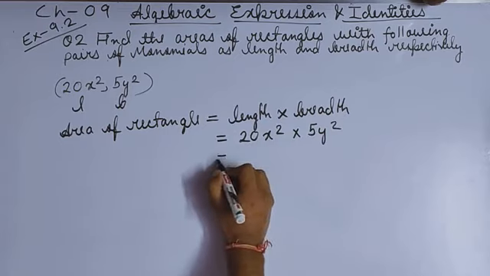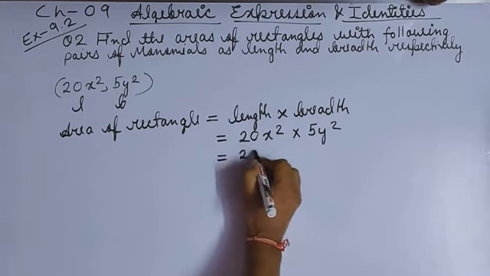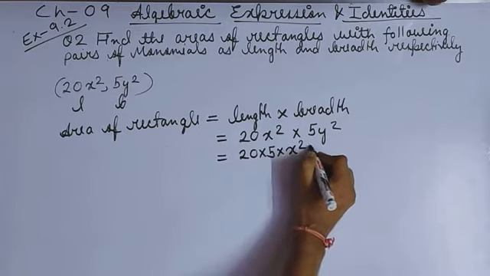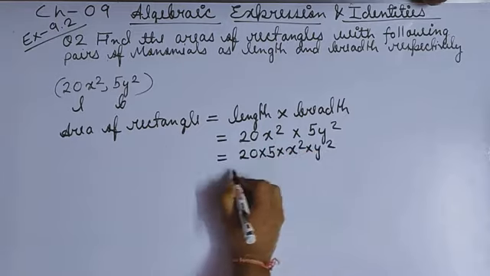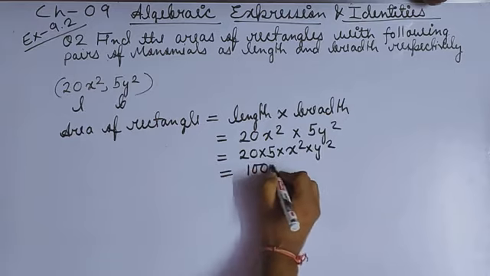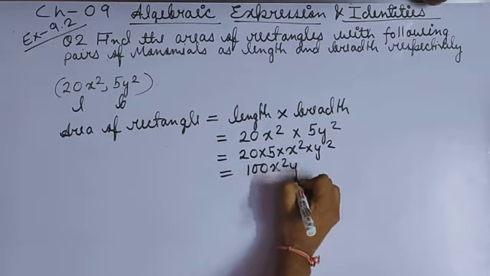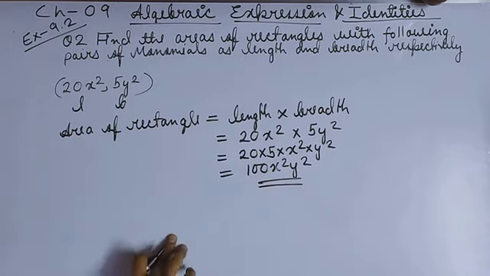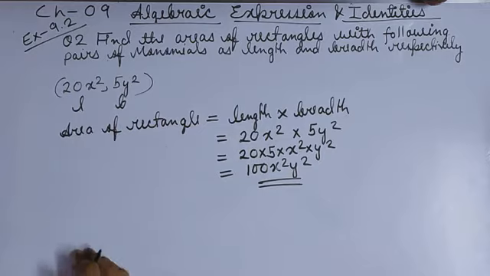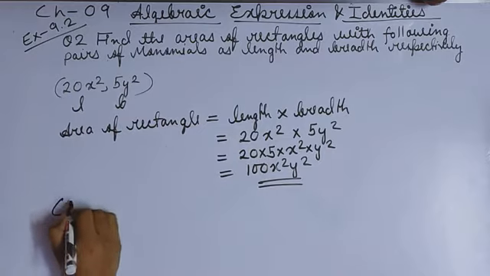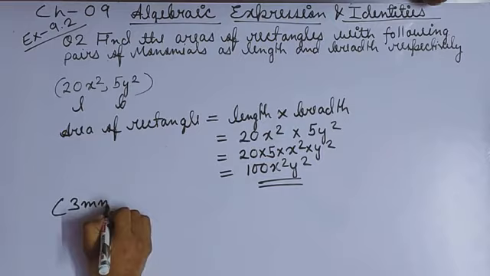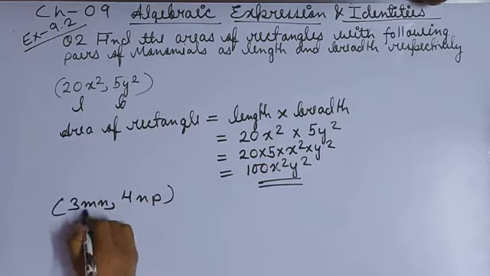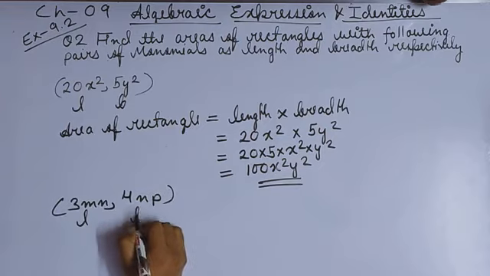What you will do is first multiply the numbers. This is 20 multiply 5, then we will multiply the variables, x square and y square. So 20 multiply 5 is 100. This will be 100x square, and from here there will be y square. So this is the area of the rectangle in which the length is 20x square and the breadth is 5y square. Now we are moving to the last part, which is 3mn comma 4np. Here the length is 3mn and the breadth is 4np.